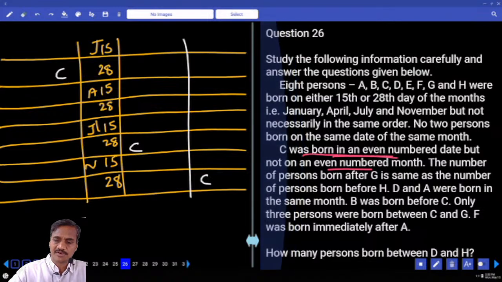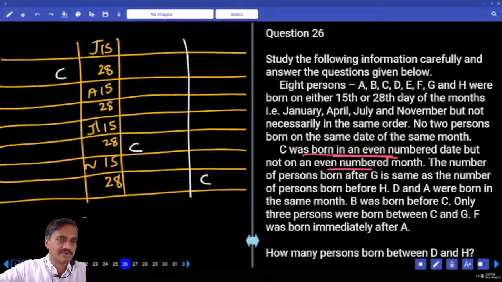C was born in an even number date. Even number date among this one is 28, but not on an even numbered month. What do you mean by this even numbered month? Number of days. Even numbered month. Yes, what is the first month we have in the year? First month in the year, Jan.